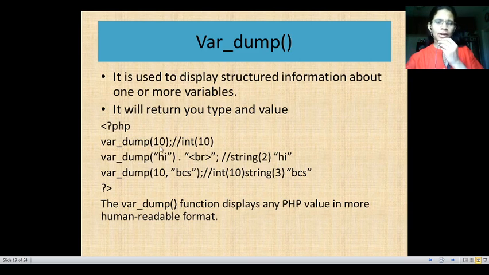See the example here: var_dump of 10 will return int 10. Why int 10? Because 10 is of integer type. When we use a string inside it, it will return the type of data, how many characters, and the value of the string. Next is var_dump of 10 and "bcs". The first argument is the integer 10, then this is a string of 3 characters. 3 is the length of the string and bcs is the value of the string.